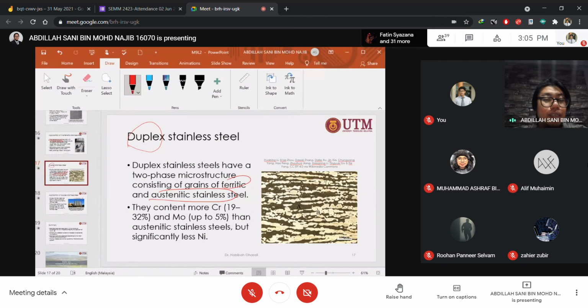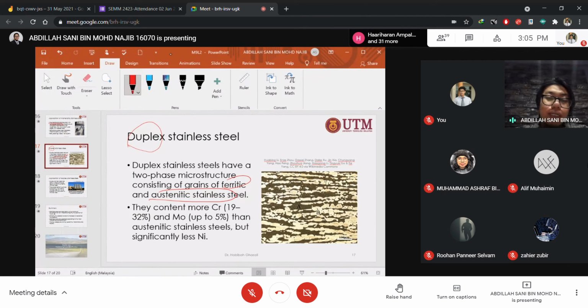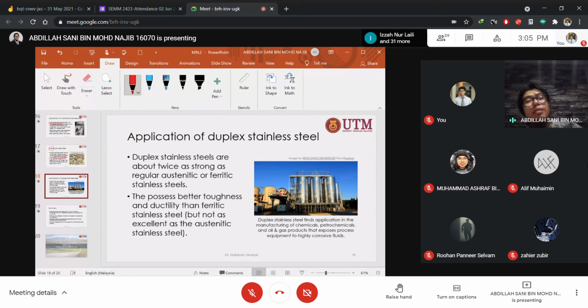But significantly less nickel. Okay. So this is how it looks like. It has ferritic and austenitic at the same time. And the applications of duplex stainless steel, they are twice as strong as a regular austenitic or ferritic stainless steel.